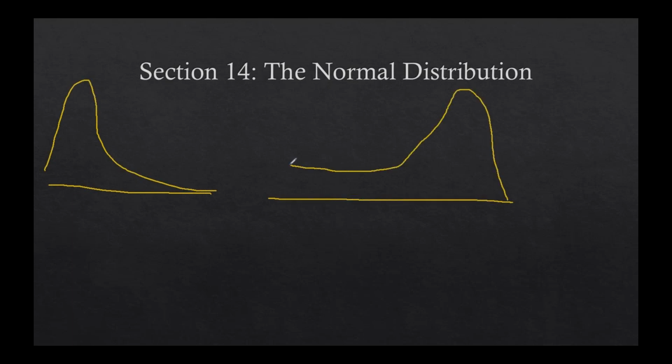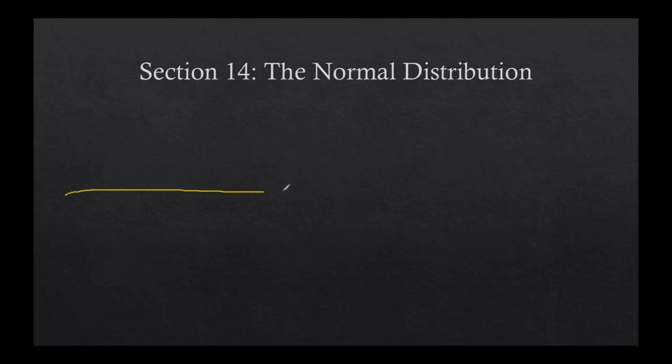So section 14 gets us into the normal distribution. If you recall in section 13, we did histograms and such, where we talked about, when we had histograms with continuous data, we talked about skewness a little bit. We did that also in section 8. Remember, we talked about being right skewed, we talked about being left skewed. Well, the normal distribution says, forget all skewness, and let's go to symmetry.